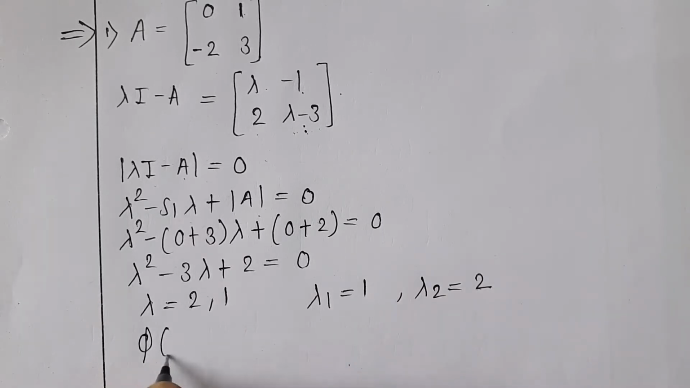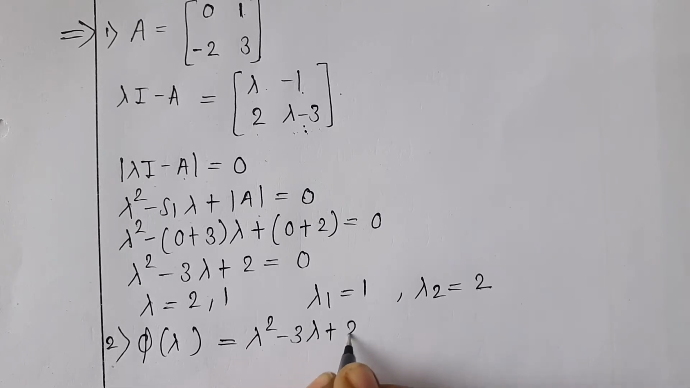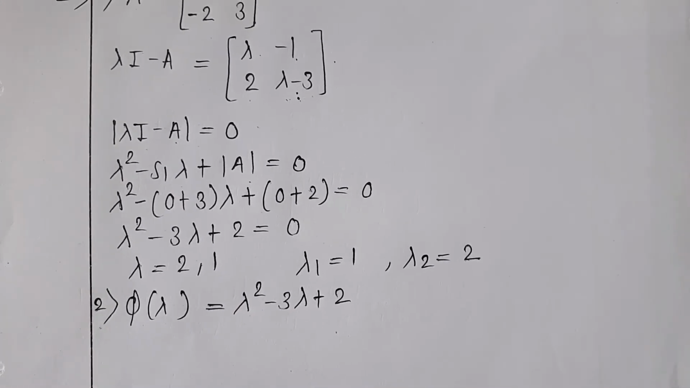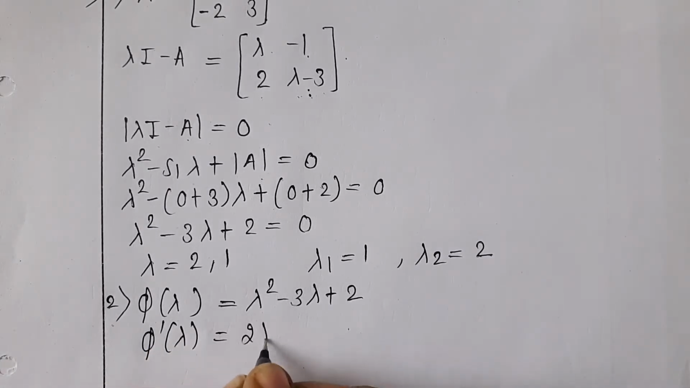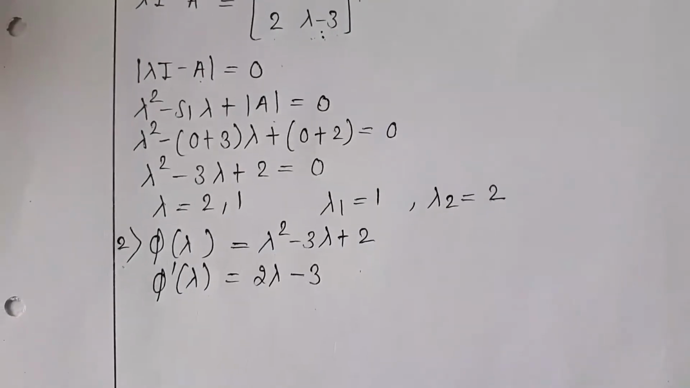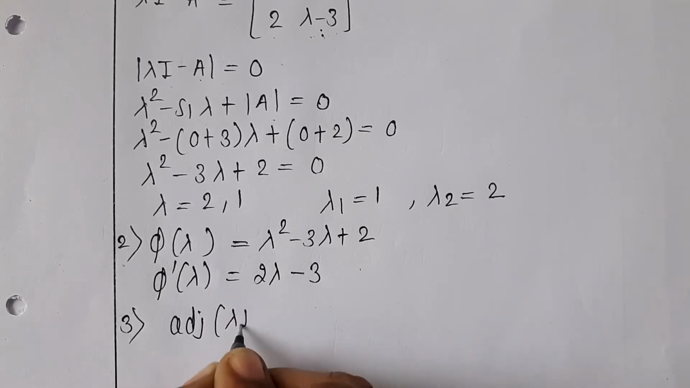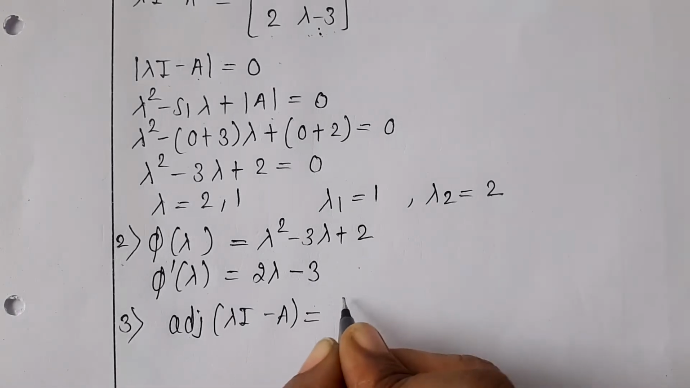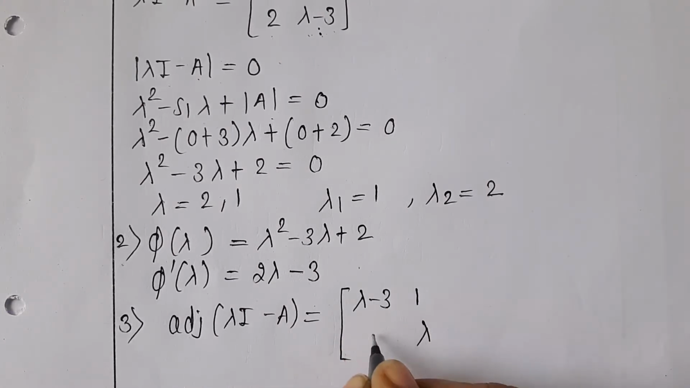Okay, what is phi of lambda? Here only you should write phi of lambda. So second step is phi of lambda is equal to lambda square minus 3 lambda plus 2. Then phi dash of lambda, it is equal to derivative with respect to lambda. This is 2 lambda minus 3. Then next we want z of lambda. So for z of lambda we want adjoint. So third step is adjoint of lambda I minus a, which means interchanging diagonal element and changing the sign of non-diagonal element. So this is our adjoint matrix.